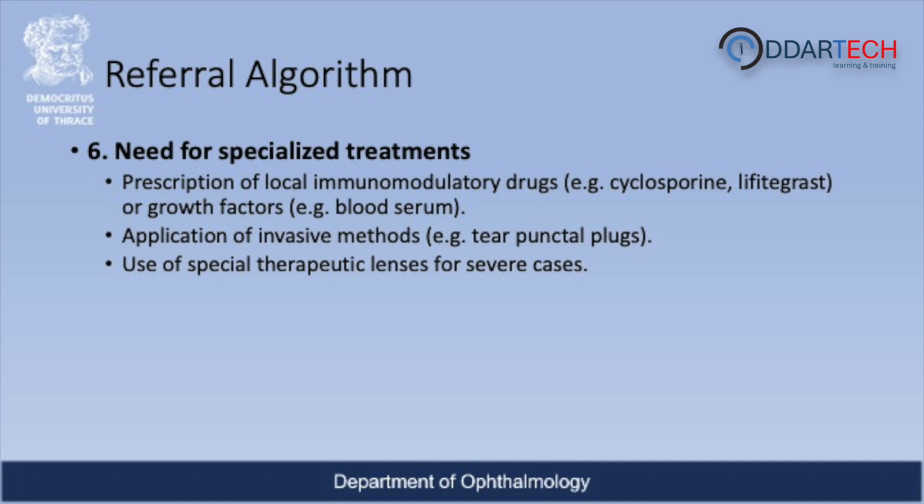When primary care treatments fail and symptoms persist or worsen significantly, more specialized therapies may be required. These include the prescription of topical immunomodulatory drugs such as cyclosporin or growth factors like autologous serum. In severe cases, therapeutic contact lenses or interventional procedures such as punctal plugs may be necessary.